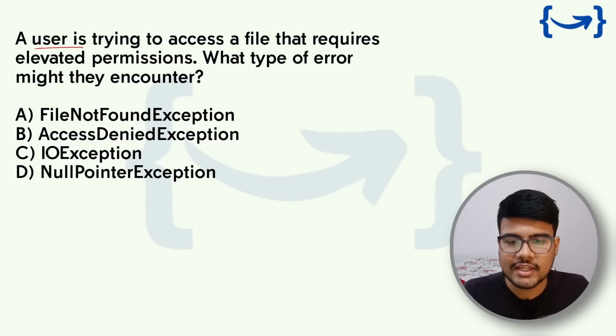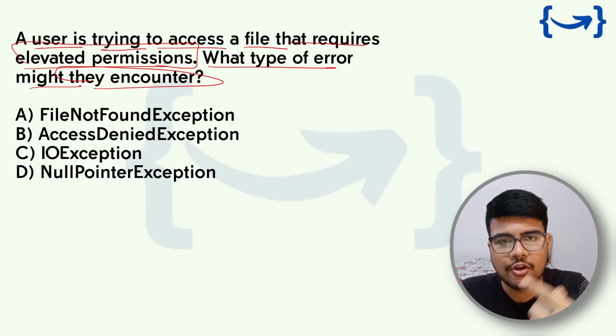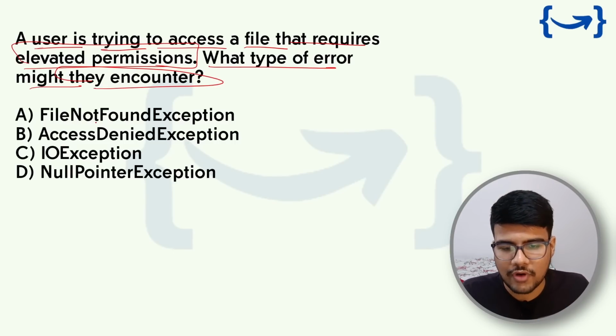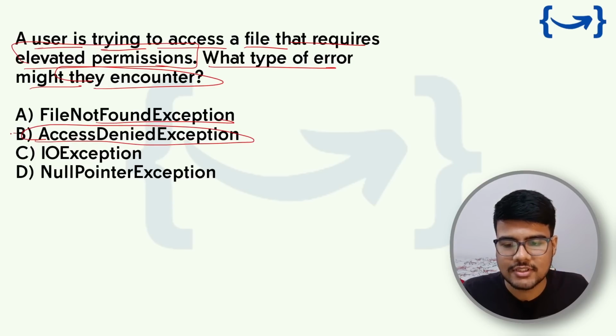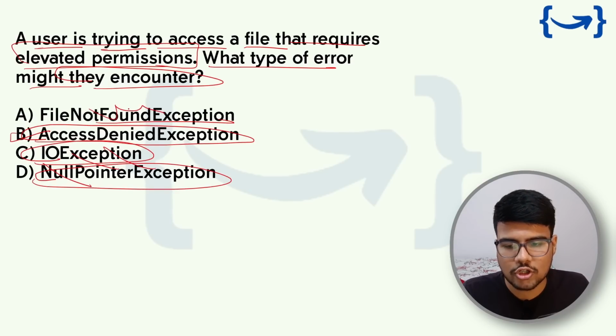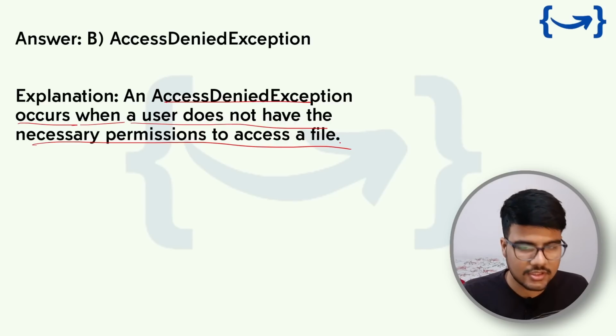Great. A user is trying to access a file that requires elevated permission. What type of error might they encounter? Elevated permission means the user doesn't have access to the folder they are trying to access. File not found exception, access denied exception. Yes, this makes sense. IO exception, no. Null pointer exception, no. So these are not the options. Option B is the right option. An access denied exception occurs when a user does not have the necessary permission to access a file.